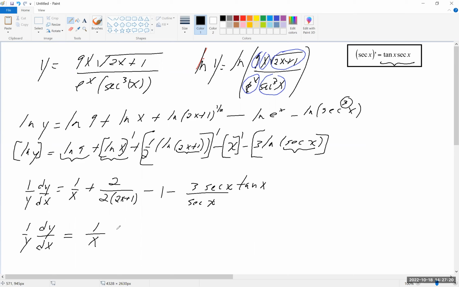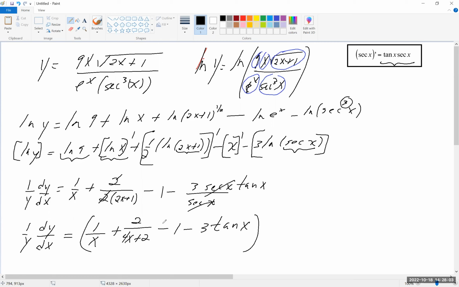1 over x plus, now if I'm going to leave this the way it's done in the book, I automatically want to cancel these, which should work, but they have it this way in the Newton Alta program. So either one should be acceptable. The secant x's cancel. And so I'm left with 3 tangent of x.